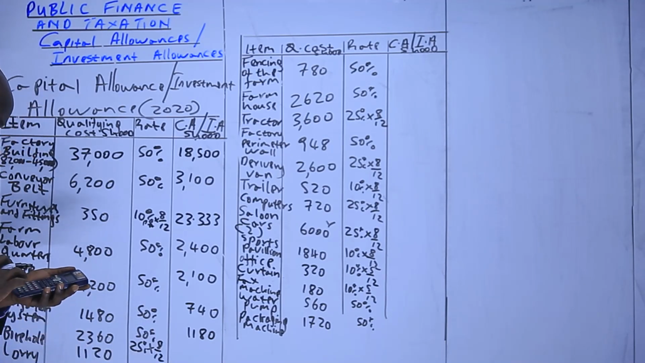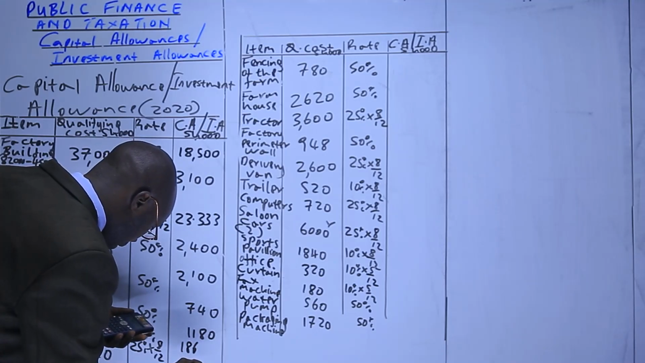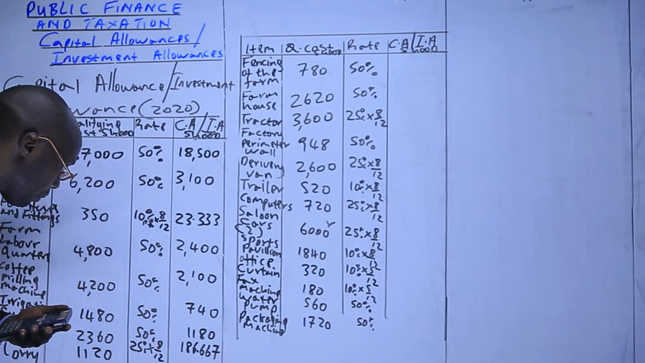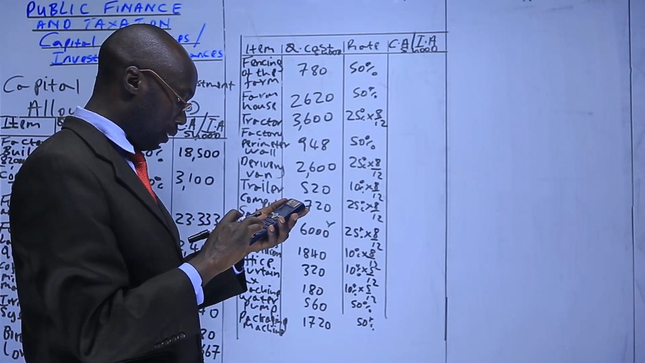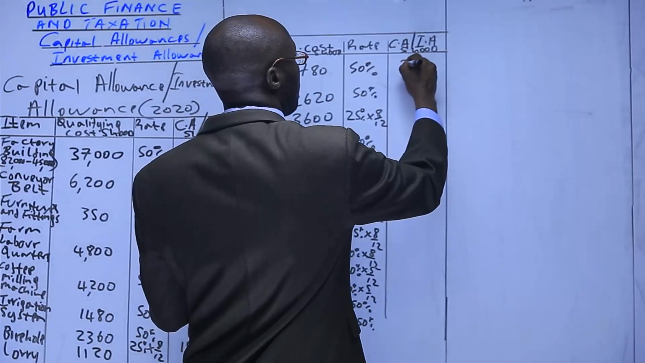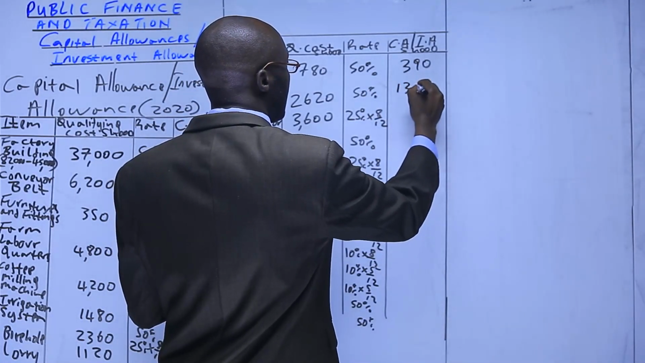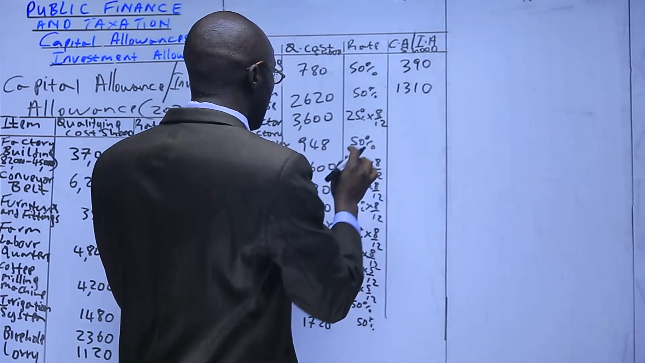25 times 8 over 12 of 1120. It will be 186.667. We round off to 3 decimal points. The next one, 780 times 50% gives us 390. 50% of 2620, that will be 1310. The other one is 50% of that 600 times 25.